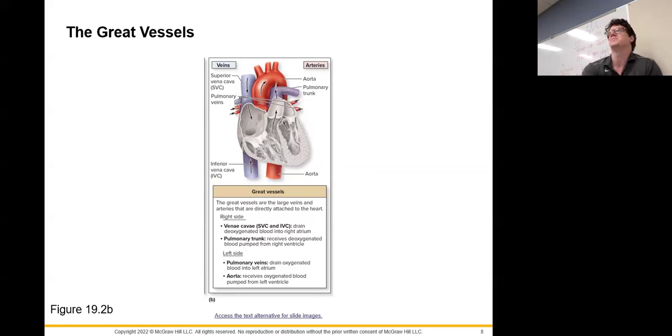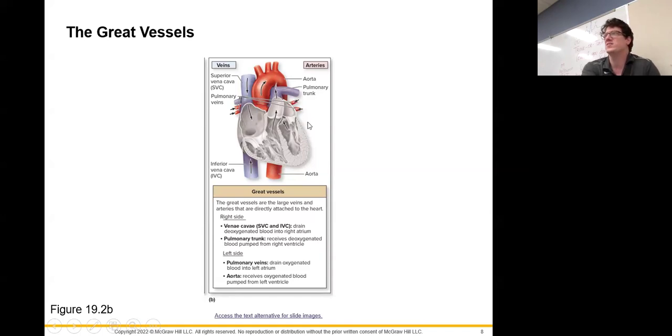The left side of the heart, then, we'll have our pulmonary veins. So our little red pulmonary veins here, so superior and inferior, both left and right, will drain into our left atrium, which then gets pushed down into the left ventricle, which then gets pushed out through the aorta. So the red vessels here are the great vessels for the left side of the heart because we're now dealing with oxygenated blood. Okay, so pulmonary veins are going to return oxygenated blood to the left side of the heart, so then we can pump it out through the aorta to the rest of the body.